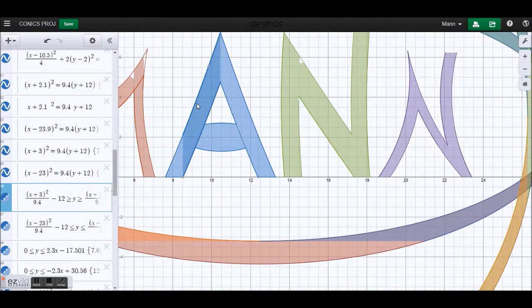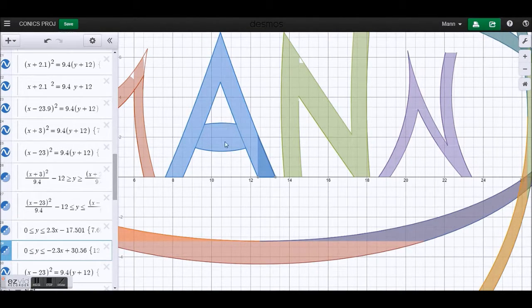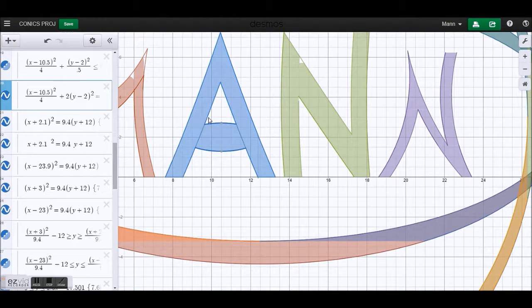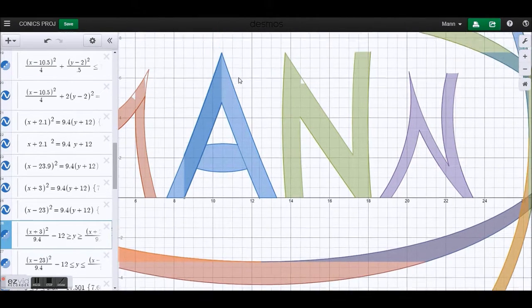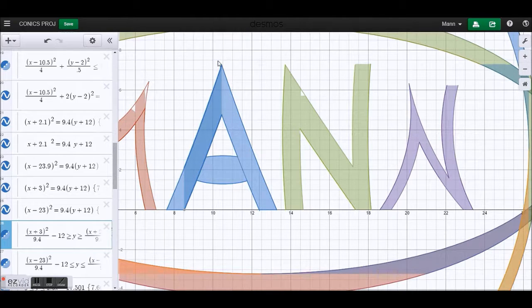Moving on to the A, it consisted of parabolas and an ellipse. The parabolas simply formed the edges of the A, while the ellipse formed the center. The parabolas' restrictions were set to the point at which they intersected and at y equals 0.